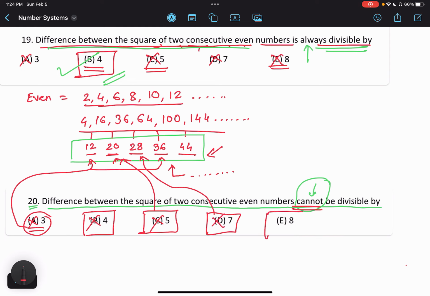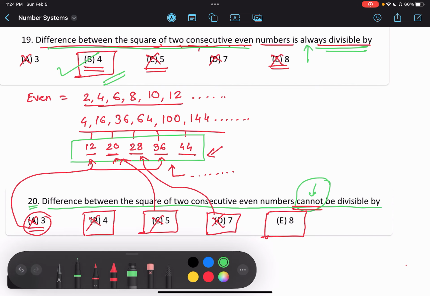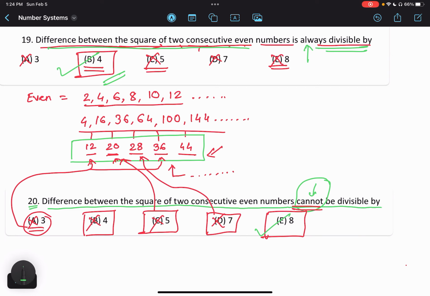As option E is the last and only remaining option, with the collective evidence we can say option E is the only option which cannot divide the difference between the squares of two consecutive even numbers. We can even check that in this set there is no number which can be divided by 8. These two questions we can even remember as rules of maths.